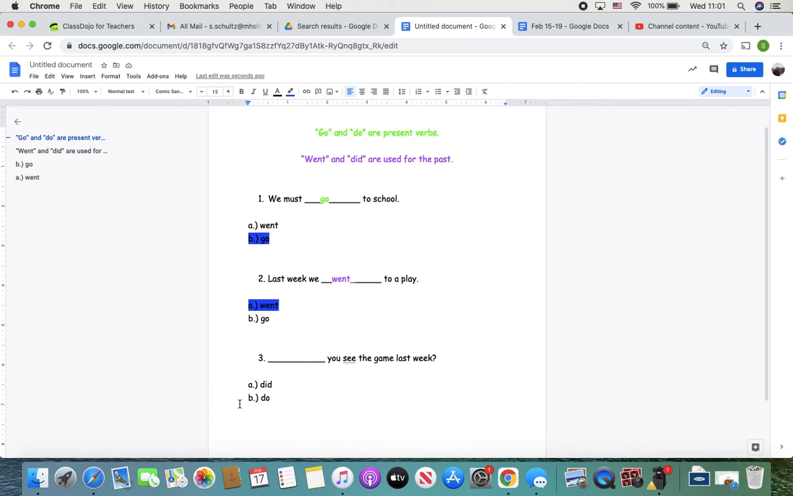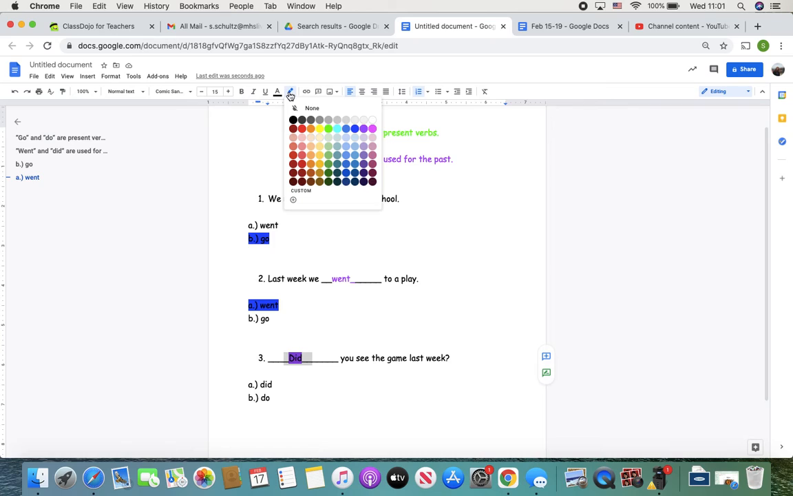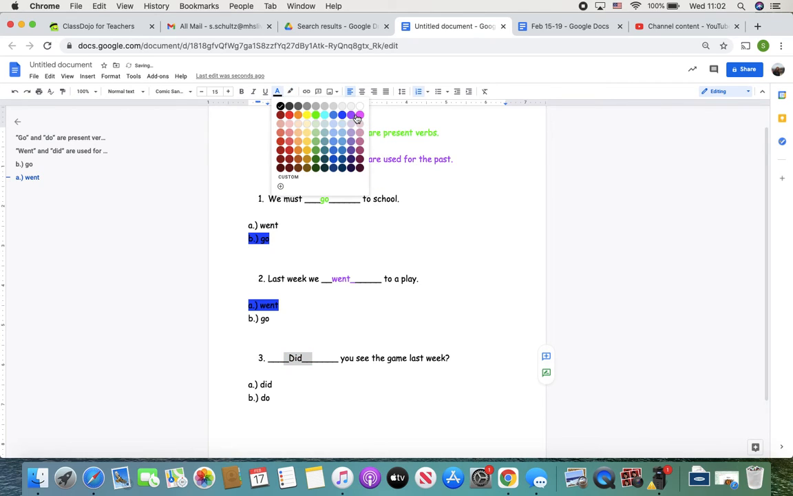So for number 3, we have did and do. And do is the present. Do is for something that's happening now. But since this says last week, we're going to be talking about the past. So did is one of our past words. Did, I'm going to mark it purple. Did you see the game last week? And that even sounds correct. Because if we said, do you see the game last week? That sounds kind of weird. But did you see the game last week? That is correct. And I'm going to highlight that choice.